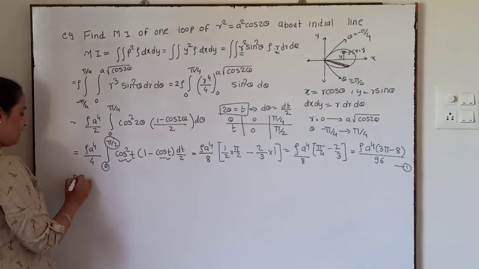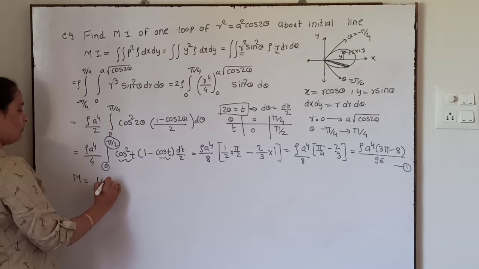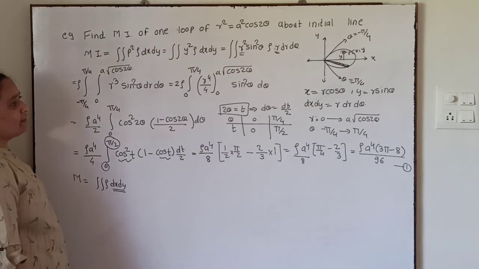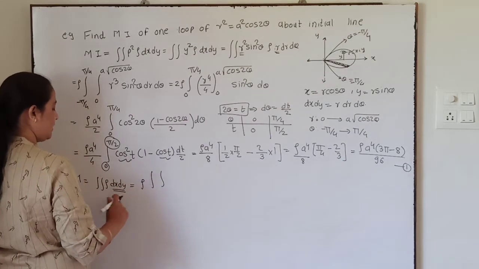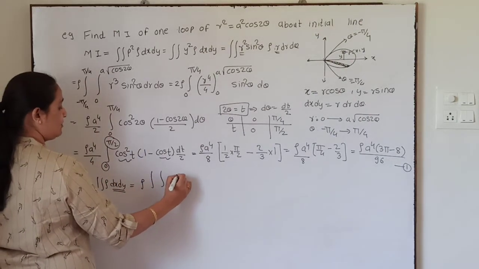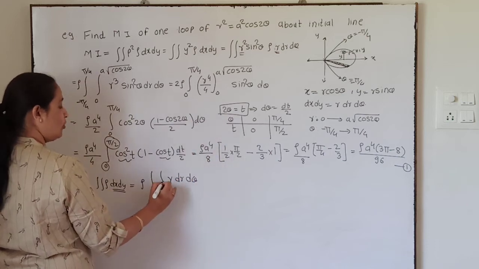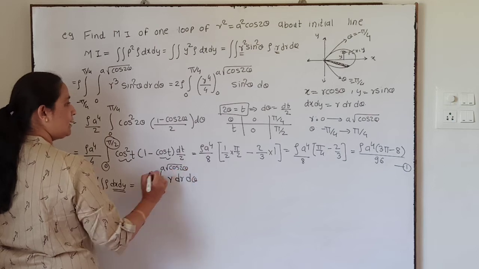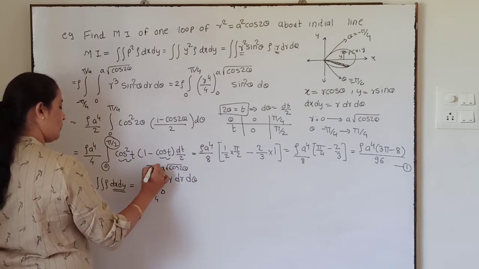Now if I find the value of mass, mass is equal to double integral of rho dx dy. Double integral of dx dy represents area. Rho is constant, take it outside, dx dy. If I replace this by r dr d theta, r varies from 0 to a under root of cos 2 theta and theta varies from minus pi by 4 to pi by 4.